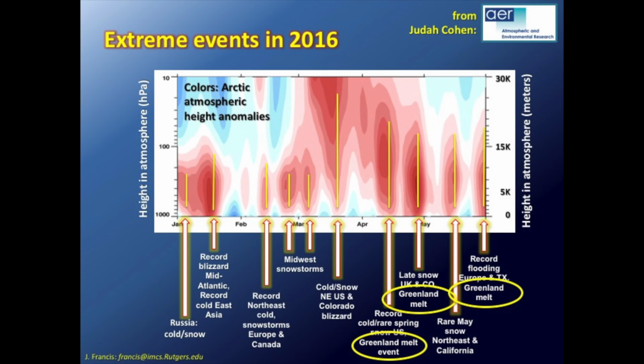So if we look at the extreme events that have occurred in these last few months of 2016, the major ones line up very well with these warm episodes in the Arctic. You can see there's a whole variety of different kinds. There have been cold extremes, there have been snowstorms, there have been floods, and I wanted to draw your attention to these particular ones here, where we had some very unusual melt events happen on the surface of Greenland this year. And they're lined up very well with these warm events in the Arctic.